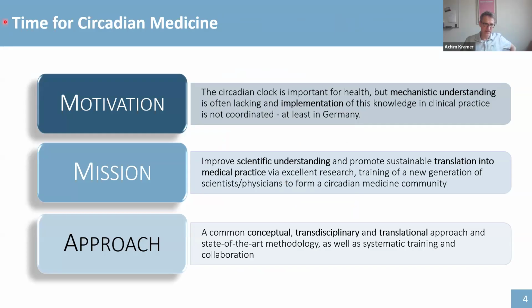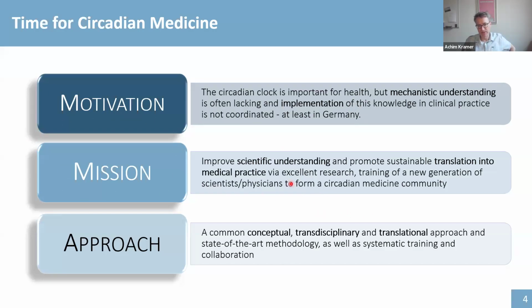I think it is time for circadian medicine, and I think we should be motivated because we know that the circadian clock is important for health, but we need better mechanistic understanding, which is often lacking, and it doesn't really end up in the clinics yet and in the physicians. We need implementation of this knowledge in clinical practice. This is not coordinated, and it's just starting. In Germany, there's nothing basically in such a coordinated way.